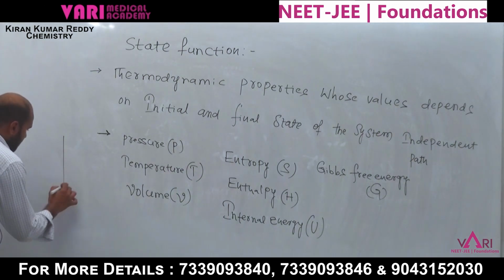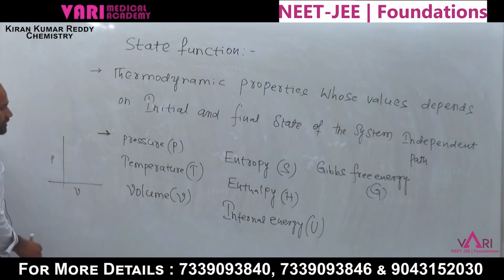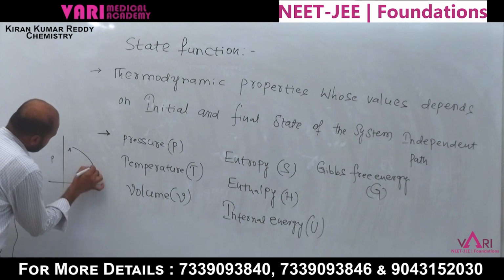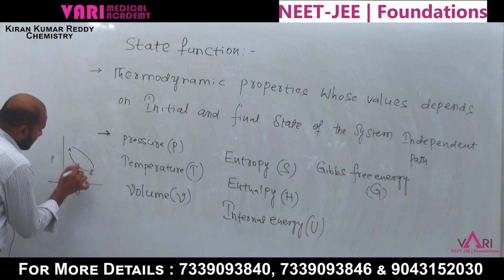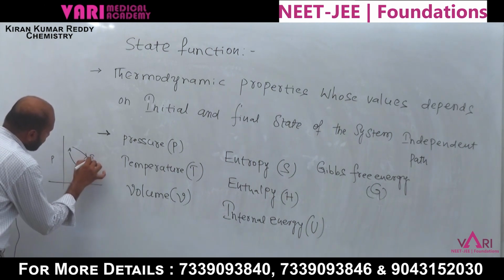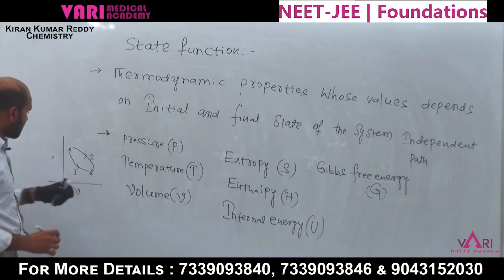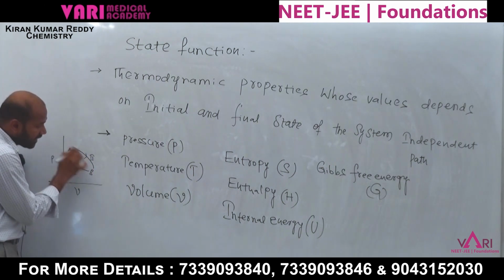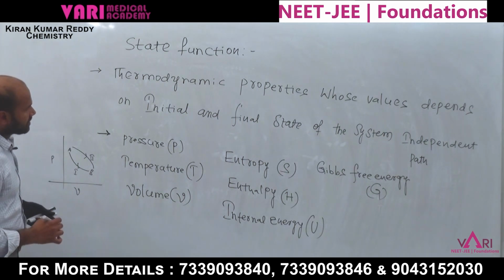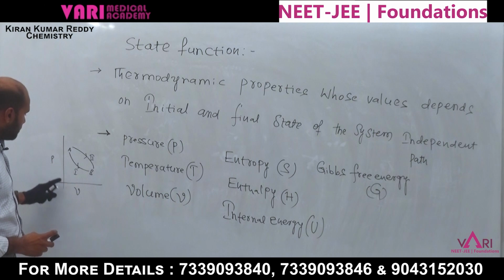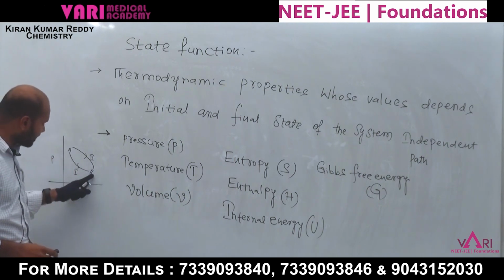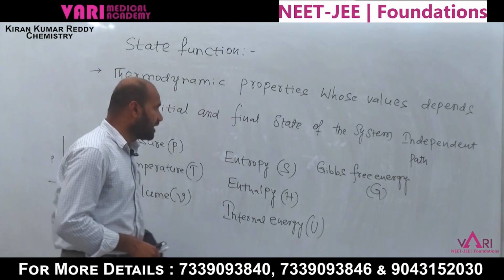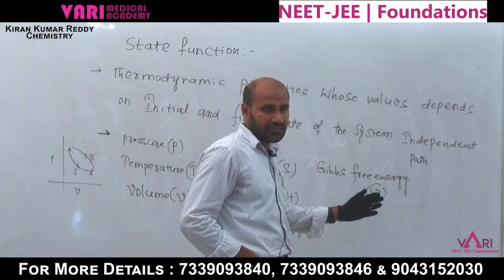For example, if you take a pressure versus volume graph, the Boyle's law, this one is A and this one is B. This is the initial state, this is the final state, this is 1 and this is 2. Now the state function depends on the initial and final state, not on the path; it is independent of path. In any cyclic process, please remember this, pressure versus volume, initial state and final state. A state function depends on the initial and final state of the system, not on the path of the reaction and the path of the process.